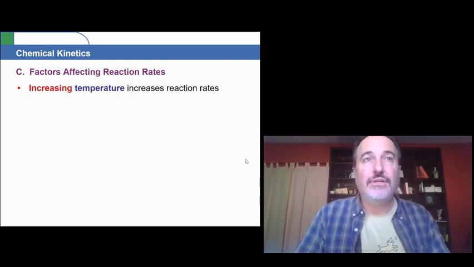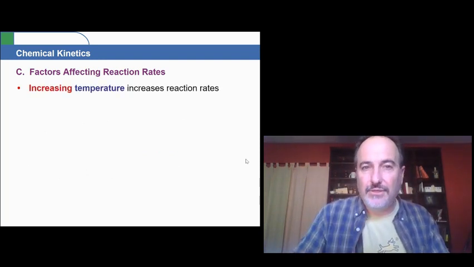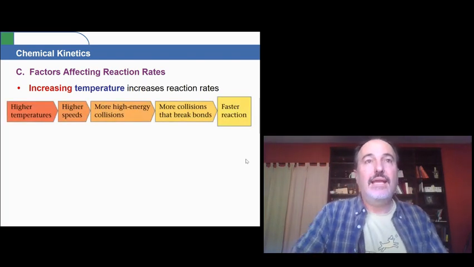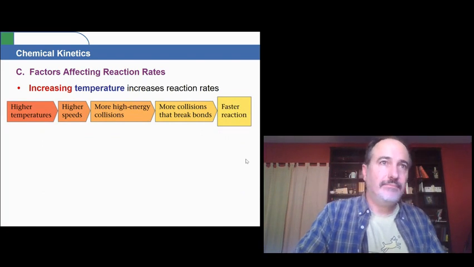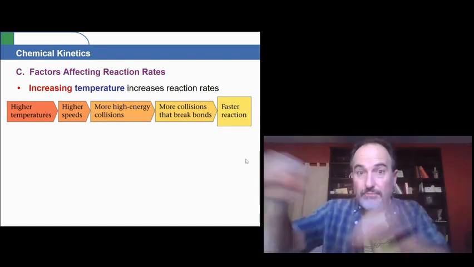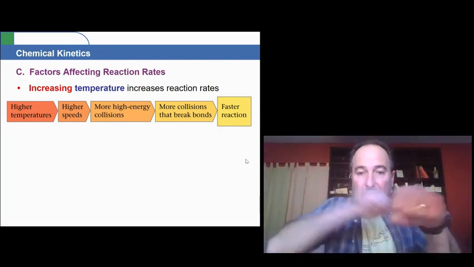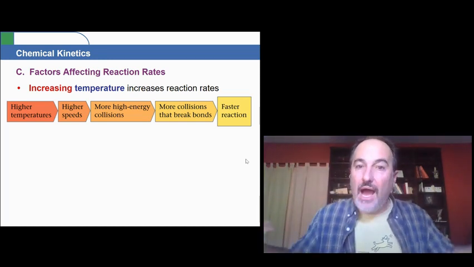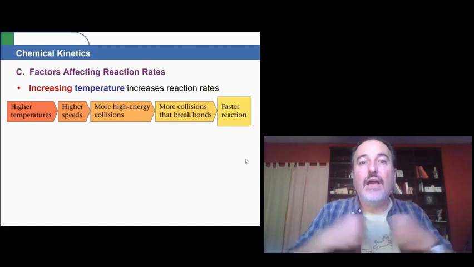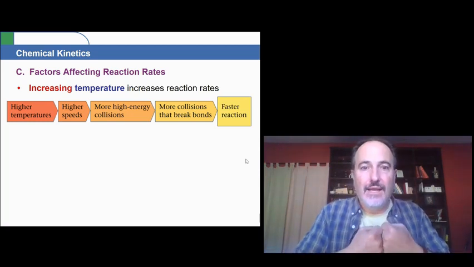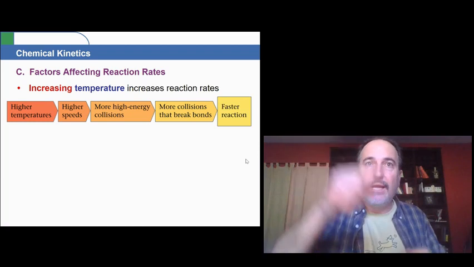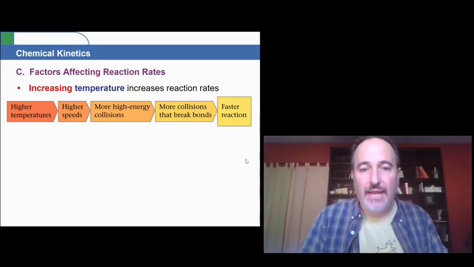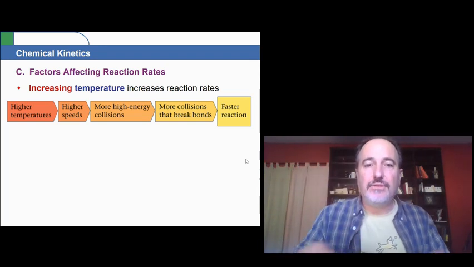Now, another thing you can do is increasing the temperature. All right, now remember, temperature, we learned, is how fast the particles are moving. How much energy they have, how much kinetic energy. So the higher the temperature, the higher the speeds they're going to have when they collide. And therefore the more high energy collisions, the more collisions that break bonds, and the faster the reaction.